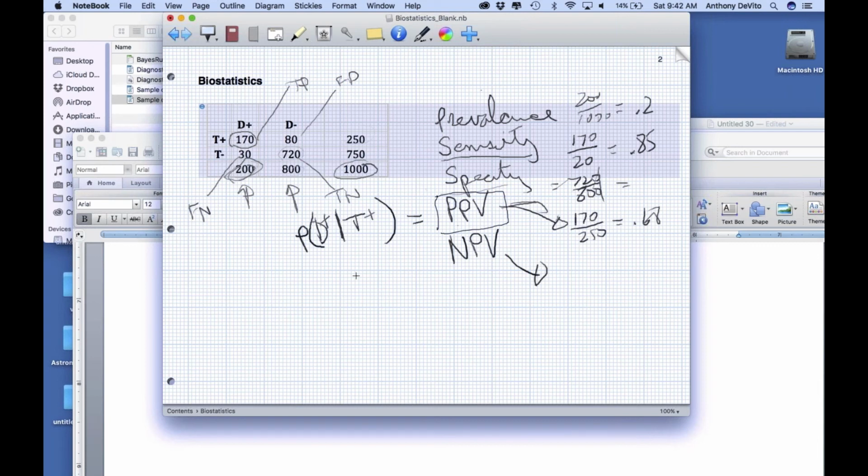Now the negative predictive value is the probability that you don't have the disease, given that you've tested negative. In other words, the right outcome. You don't have the disease given that you've tested negative. Okay, so now, how many people have tested negative? 800. How many people don't have the disease that have tested negative? 720 out of 800.